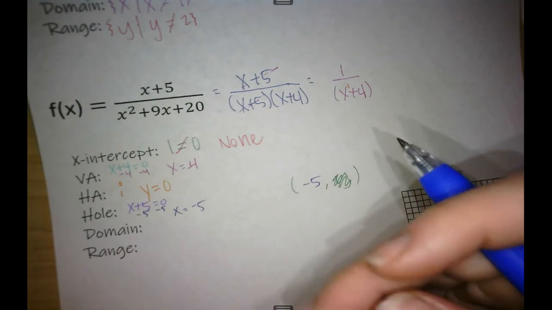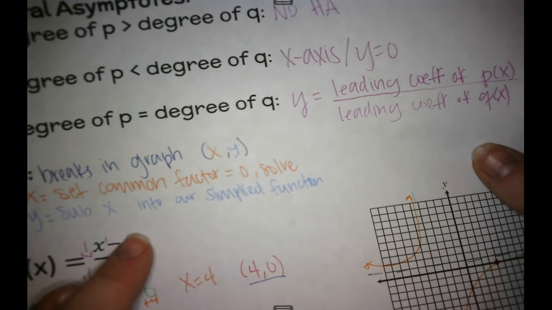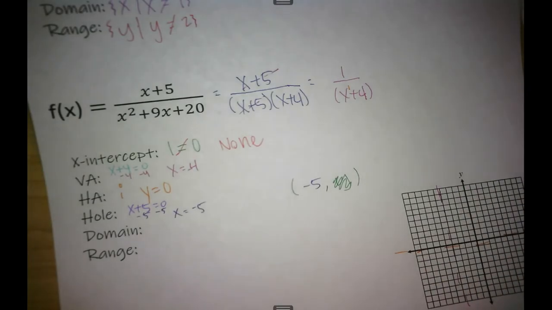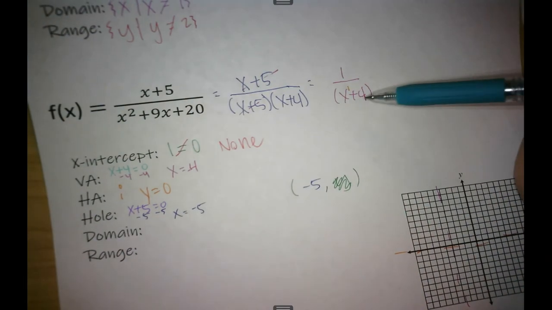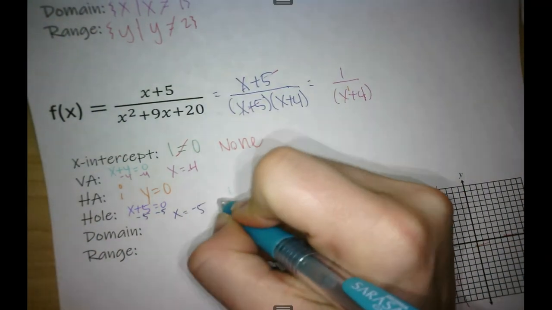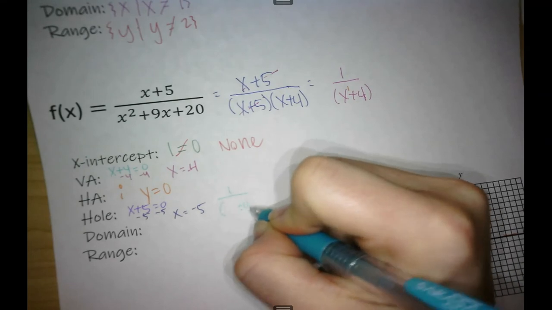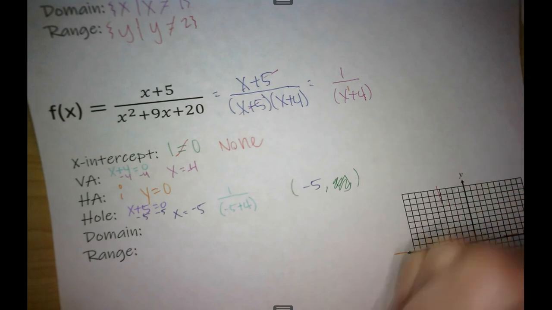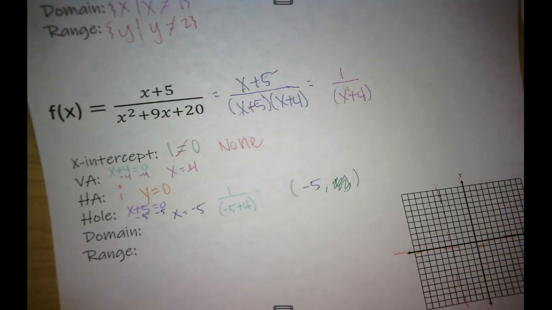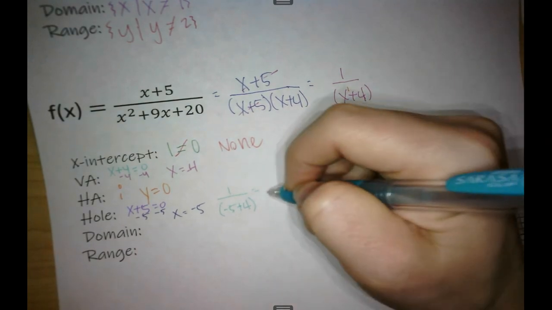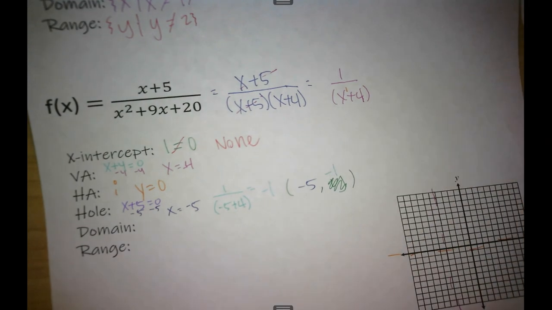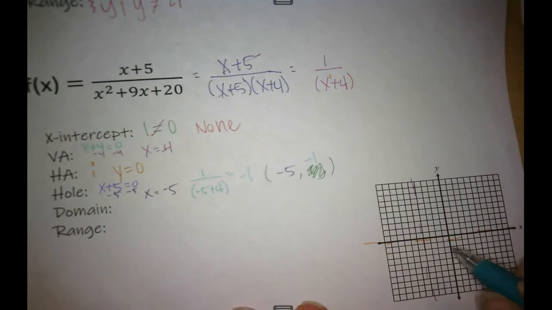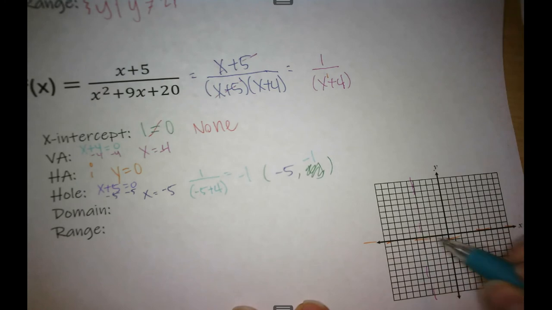Now, to get the y, we're going to take that x and put it into our simplified function. So what does that mean? This is our simplified function, 1 over x plus 4. So we're going to put that negative 5 in for x. And this equals negative 1. So we have a hole at negative 5, negative 1.